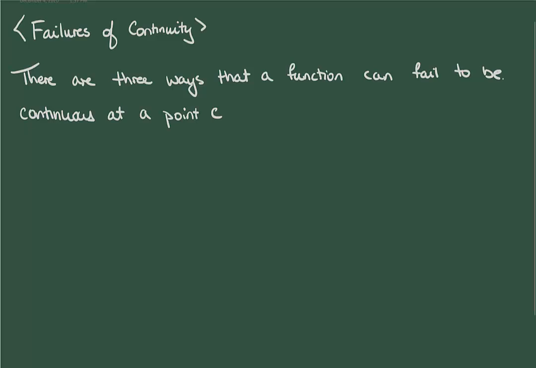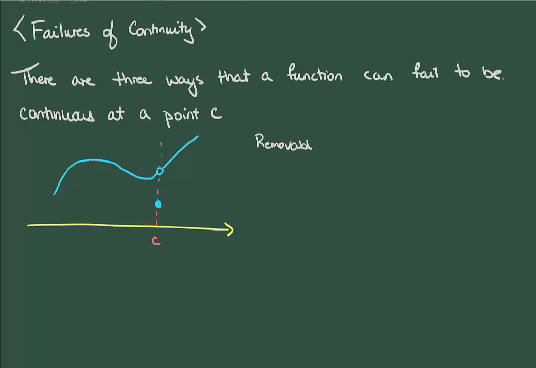We've looked at what it means for a function to be continuous, so now let's look at how functions can fail to be continuous. Effectively, there are three things that can go wrong. In the first case, our function might be well behaved but contain a hole at the point C. Such points are called removable discontinuities, in effect because if you plug the hole, you could remove the discontinuity.